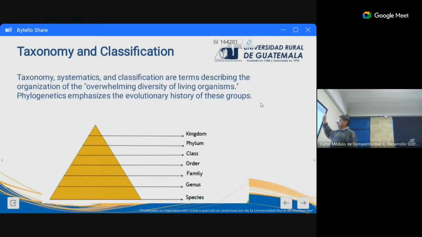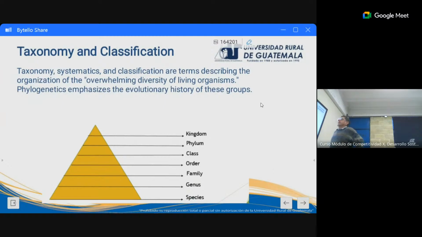Okay, scientists used to name these levels of classification of plants like taxonomy, systematics, and classification. These are terms describing the organization of the overwhelming diversity of living organisms. In this case, we're talking about plants. Phylogenetics emphasizes the evolutionary history of these groups.